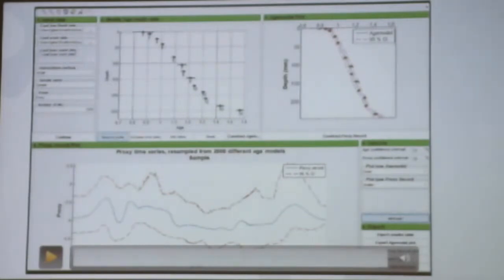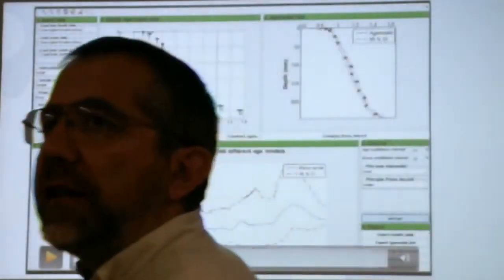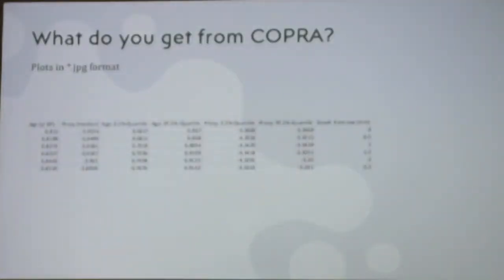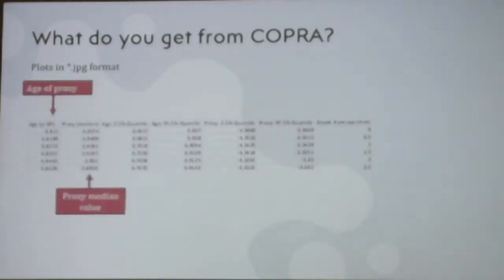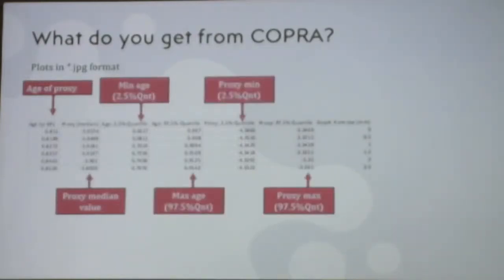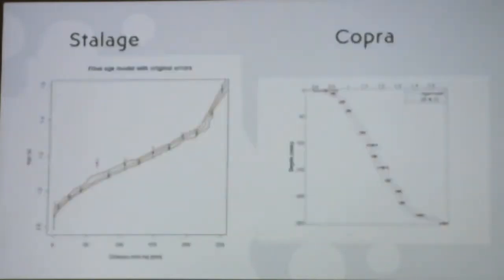Whether you like it or not, it's up for discussion, because it is actually introducing more variability than you actually observe into the time series. It really depends on you to decide how to do it. This is what you get from COPRA. You can get plots in JPEG format, and also the maximum age, median age, and how the proxy is actually being affected.